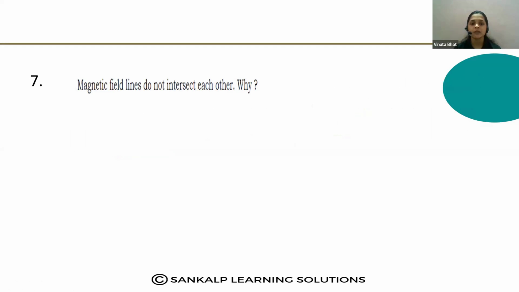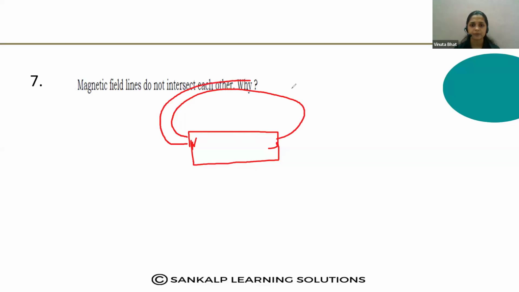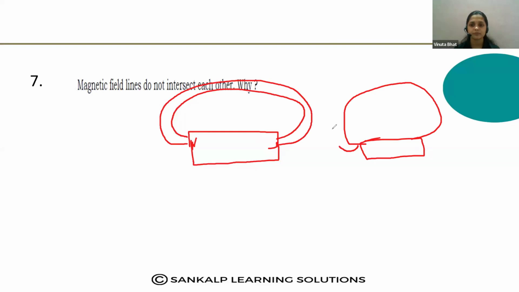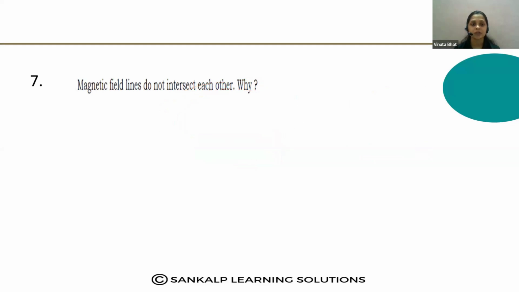Next question. Lines do not intersect each other. Why? You know the magnetic field lines. Just imagine this is the bar magnet, and the magnetic field lines will be like this, but they are not like this. Do they intersect like this? No, they will not intersect like this. What is the reason behind this? Why do magnetic field lines not intersect each other?